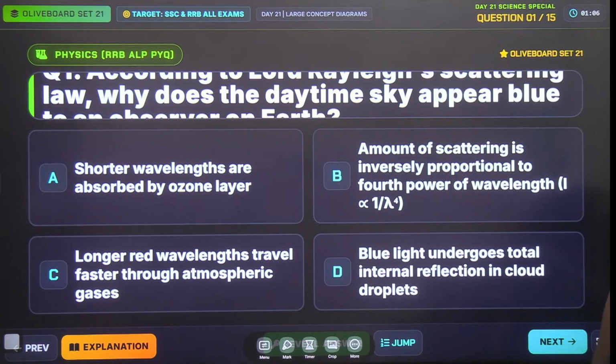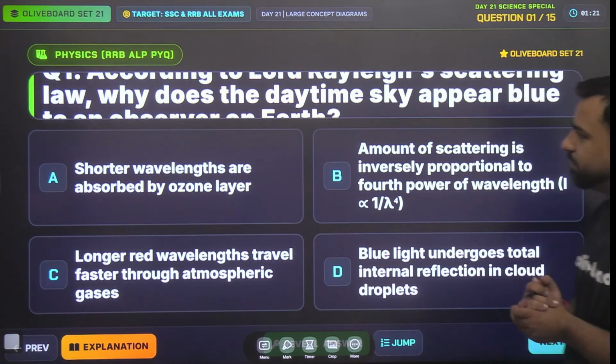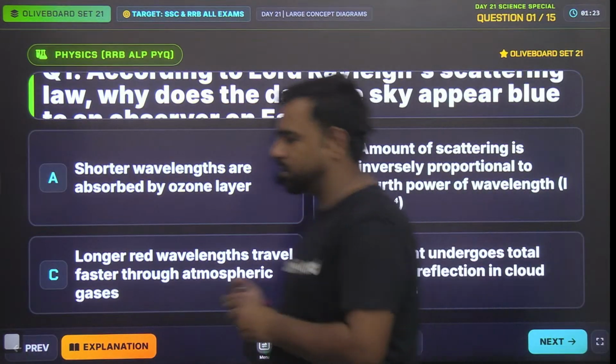The question is, according to the Rayleigh scattering law, why does the daytime sky appear blue to an observer on the Earth? So what do you think? What should be the answer for the same? So why does the sky appear blue in the daytime? So what is the logic behind it?